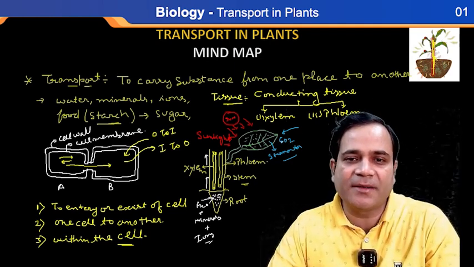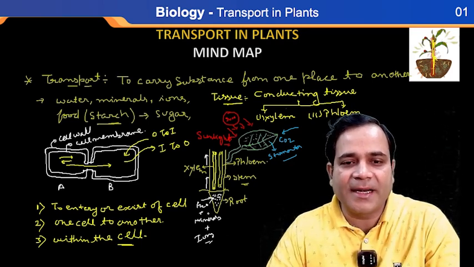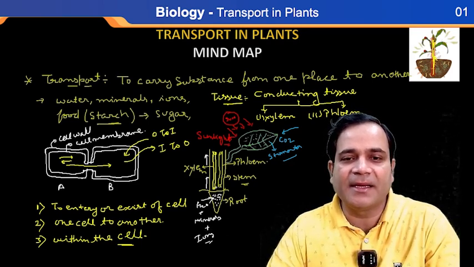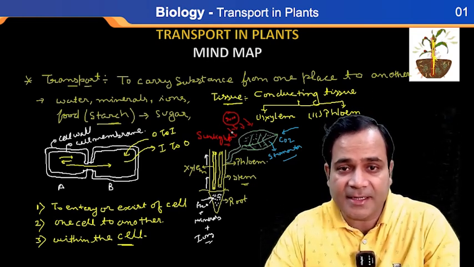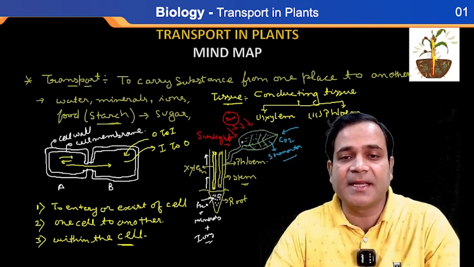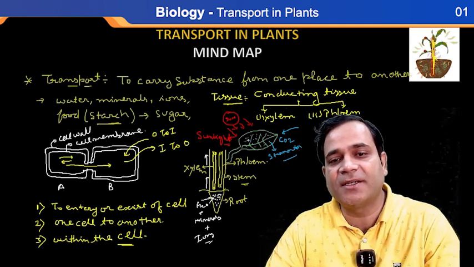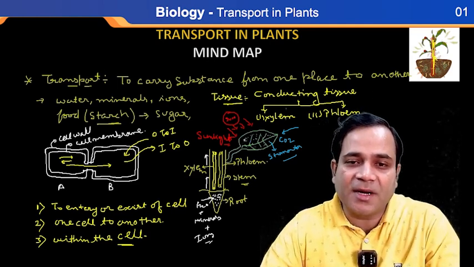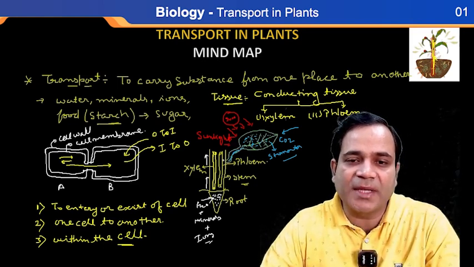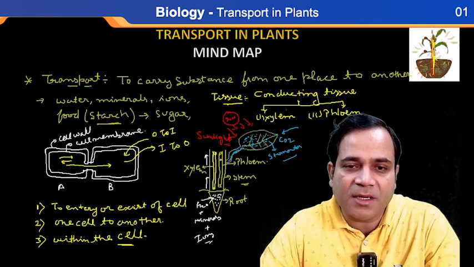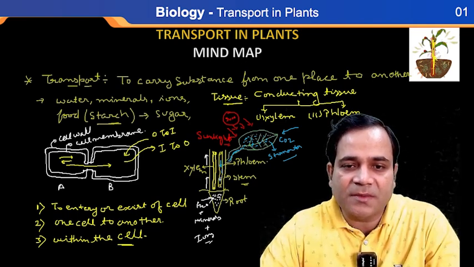So carbon dioxide, water and minerals, ions are all taken by the hairs, and the leaves take sunlight. And after taking all these things, whatever food is manufactured within the plants is transported with a tissue. That very tissue is known as what, my dear? You know, this one is the phloem tissue.